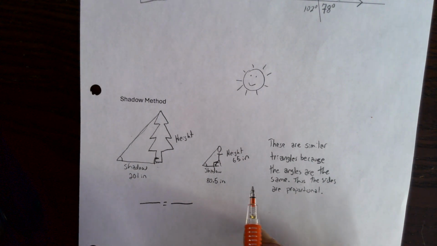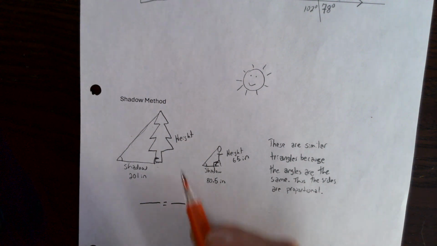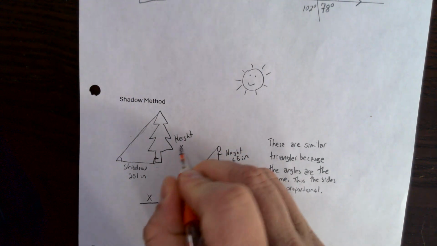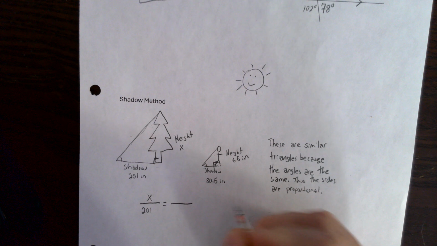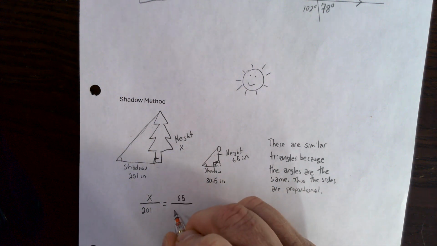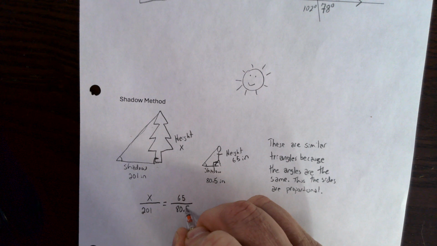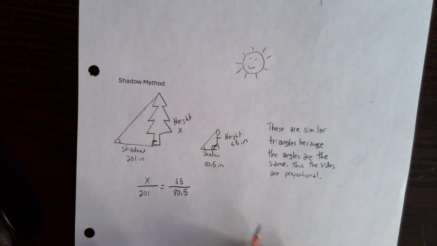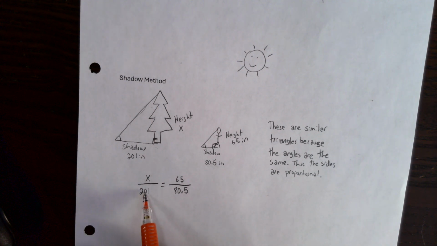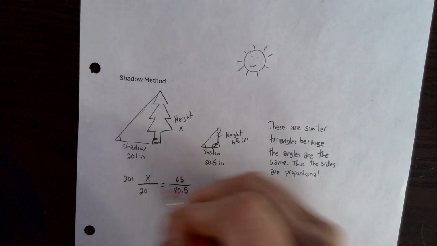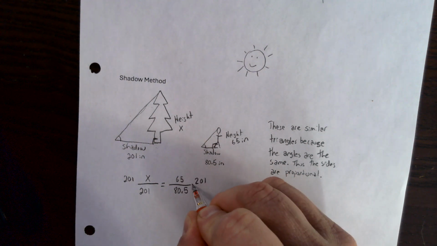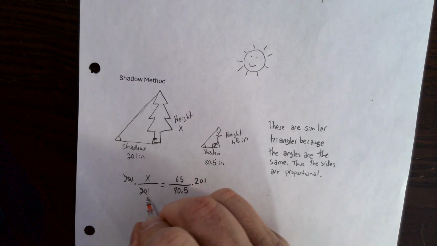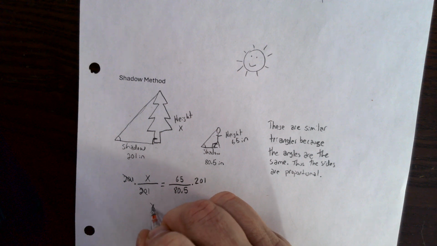Now, I love these problems because they almost build themselves. If I take the height of the tree over the shadow, and we don't know the height, so I'll put X, the height of the tree over the shadow of the tree, and we equal that to the height of the person over the shadow of the person, we get a nice, easy proportion. And all we have to do is solve for X. Now to solve for X, we just need to clear this fraction. So to clear it, we'll multiply by 201 to both sides, which means these cancel out. Multiplying by 201 cancels dividing by 201.